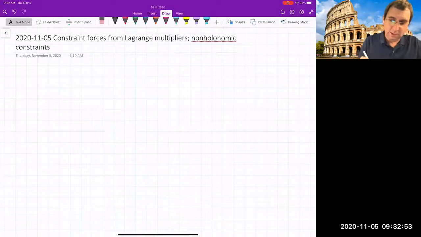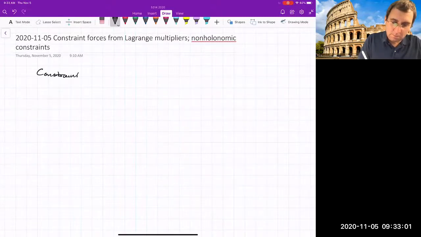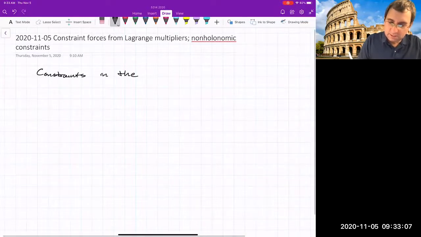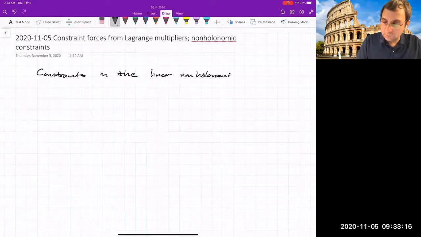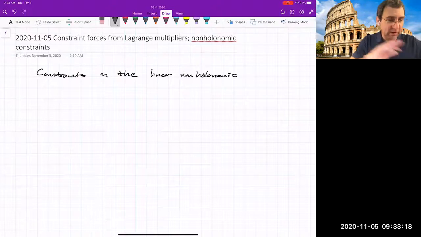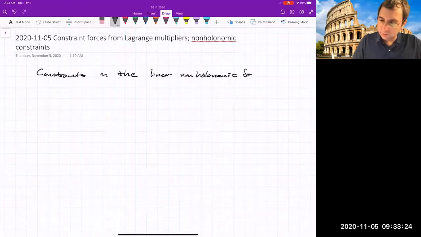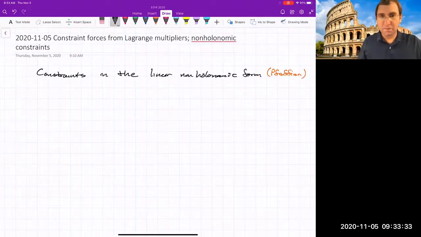And so we write the constraints in the, we'll say, linear non-holonomic form. This is what we ended with last time. If you have both kinds of constraints, you write all of them in this linear non-holonomic form, or it's also called the Pfaffian form, after Pfaff.